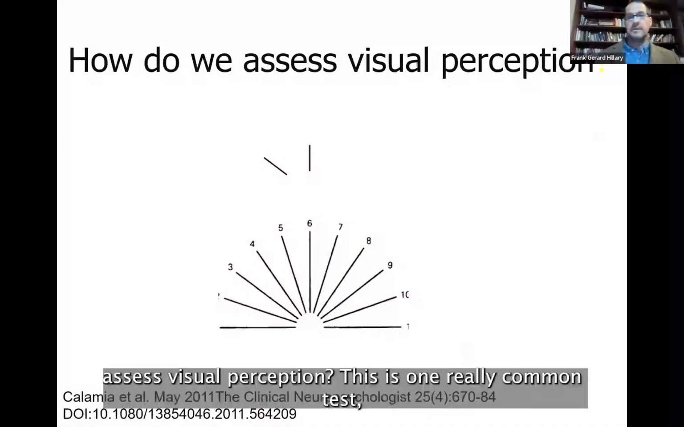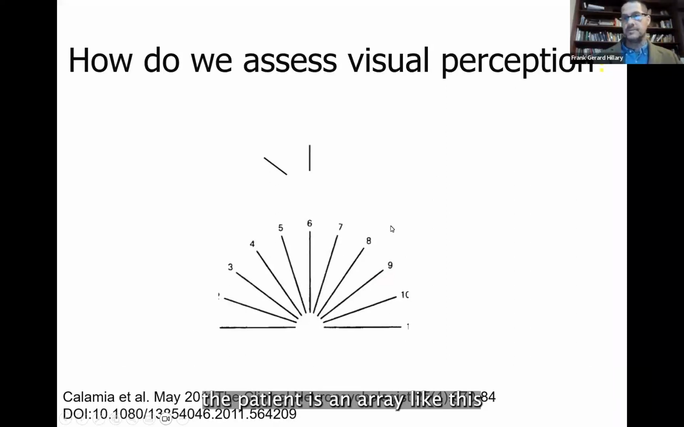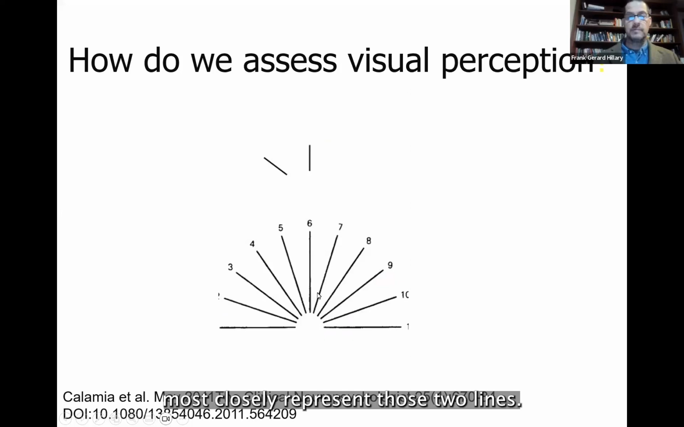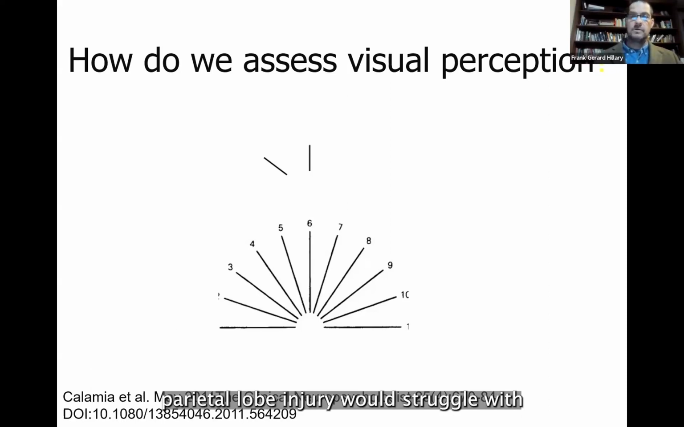And so how do we assess visual perception? This is one really common test, the judgment of line orientation. You would give the patient an array like this at the bottom, and then two smaller lines, and they have to give you the two numbers that would most closely represent those two lines. In this case, this would be 6, and this line here would be 3. And there would be multiple stimuli. Somebody who's having trouble, for example with a parietal lobe injury, would struggle with determining the orientation of these lines.